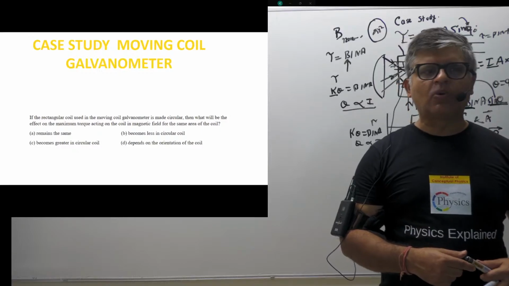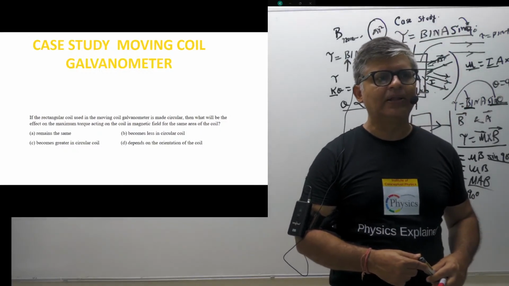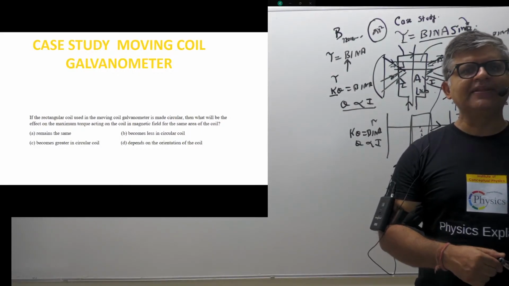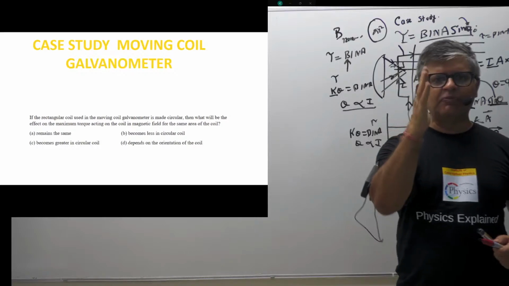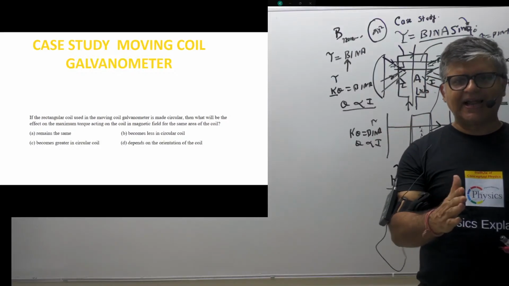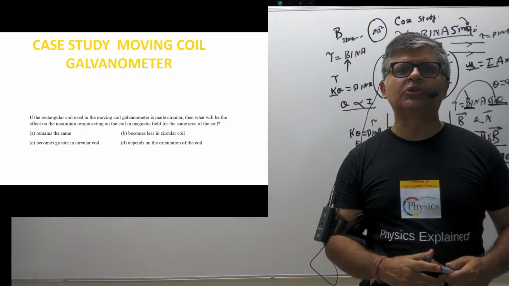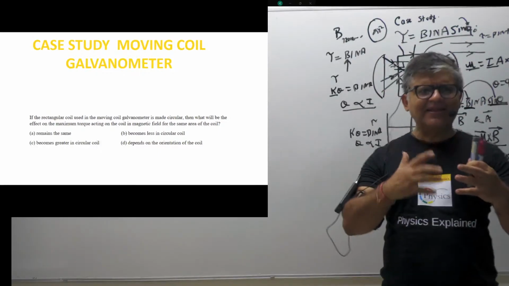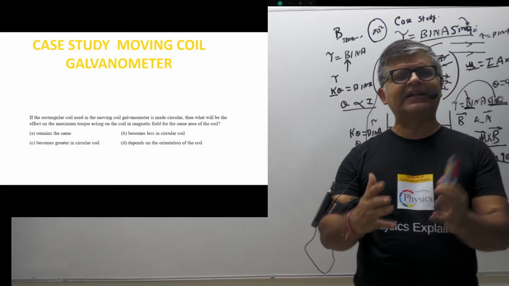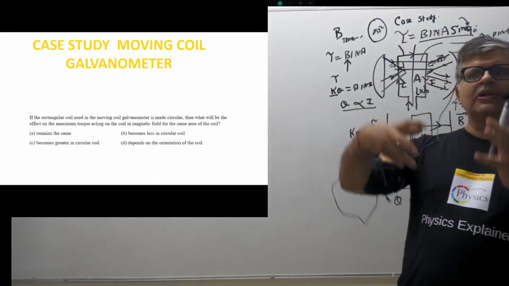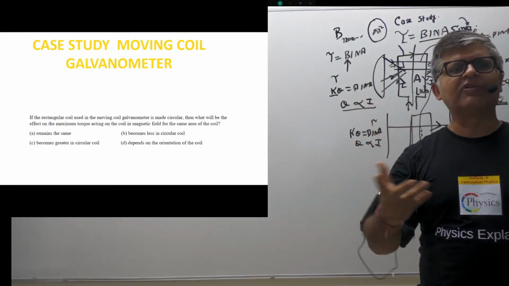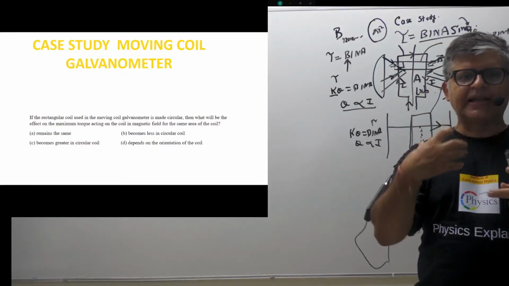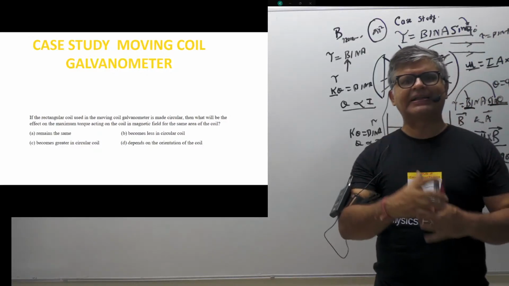Becomes greater in the circular coil? No. Becomes less in the circular coil? No. Depends on the orientation of the coil. The orientation of the coil in the moving coil galvanometer is such that it is always perpendicular to the magnetic field, so orientation in the context of a moving coil galvanometer never changes. Obviously, you can bring it up and do it like this, and that will change the situation. But when we say orientation, we are likely to mean the relative orientation of the coil with the magnetic field.